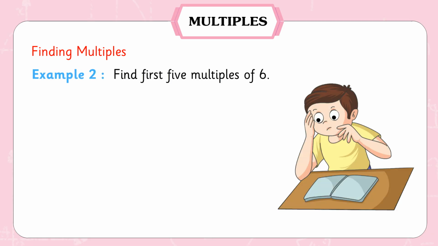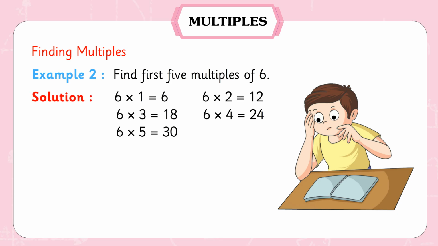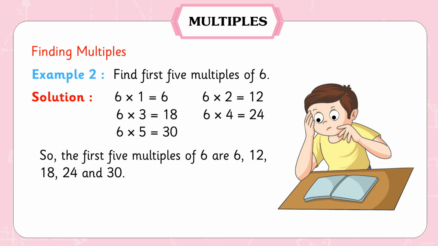Finding multiples. Example 2: Find the first 5 multiples of 6. Solution: 6 into 1 is equal to 6. 6 into 2 is equal to 12. 6 into 3 is equal to 18. 6 into 4 is equal to 24. 6 into 5 is equal to 30. So, the first 5 multiples of 6 are 6, 12, 18, 24 and 30.